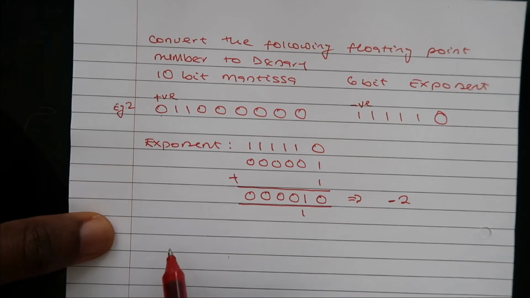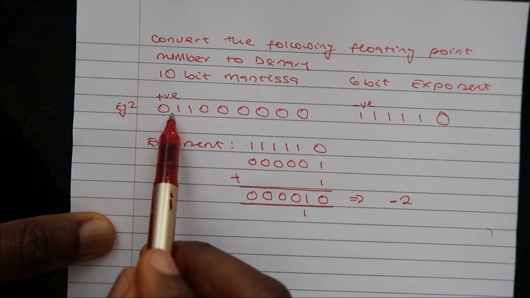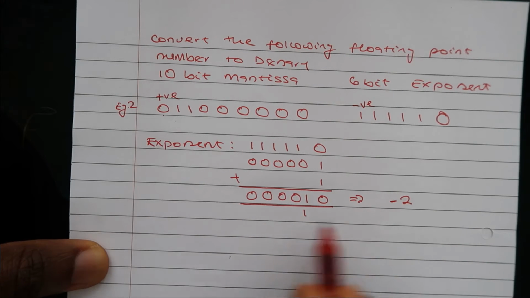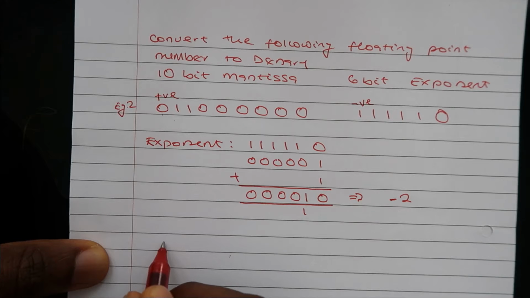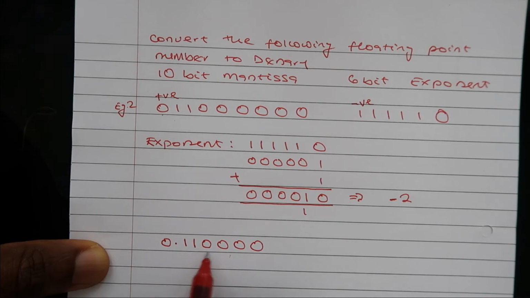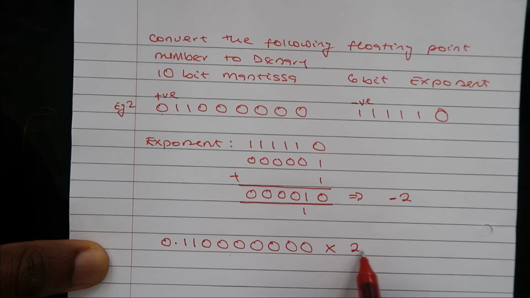So remember what I said, that each time you see this value here, always remember there is an imaginary decimal or radix point here. So what I'm going to do now is write down this value again to represent it correctly. I would have 0.11 and all zeros, 1, 2, 3, 4, 5, 6, 7, 8, 9, 10, times 2 to the power minus 2. So my exponent there is the value minus 2.